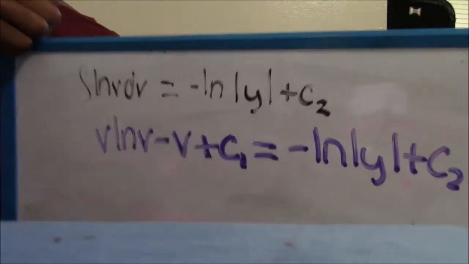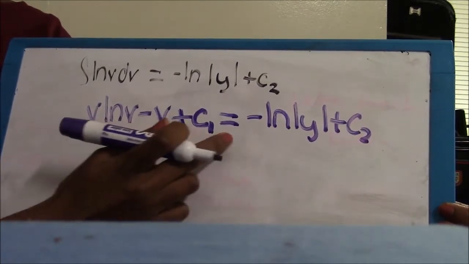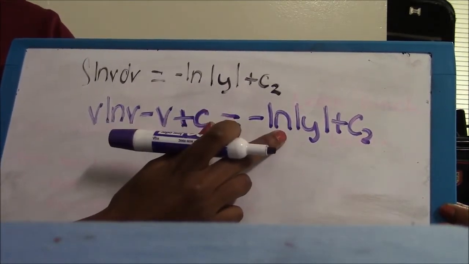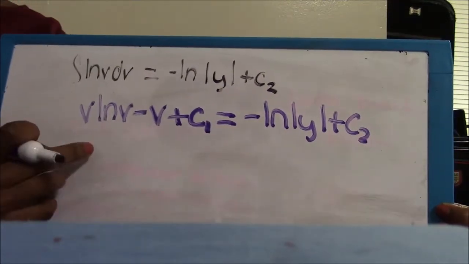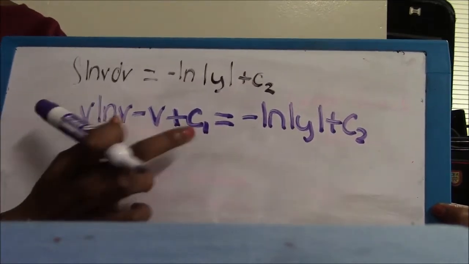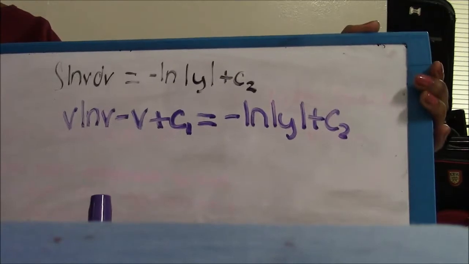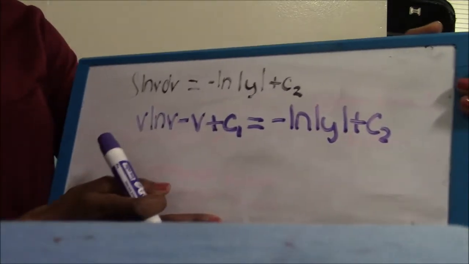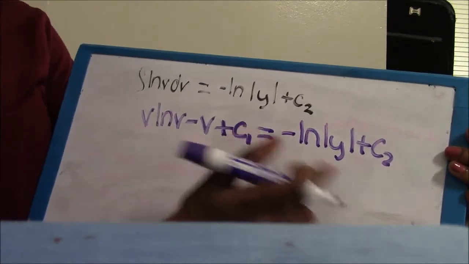So previously we got our result, which was v ln of v minus v plus c1 equals negative ln of the absolute value of y plus c2. And now you see why we made this one c2, because this one was c1. So now we want to get everything on the side it's supposed to be. So what we're going to do is move this over to this side.